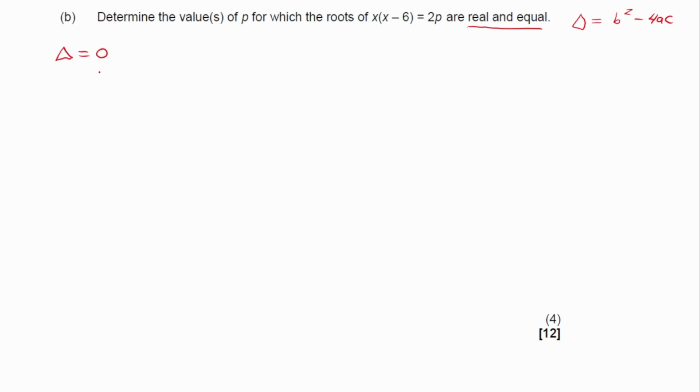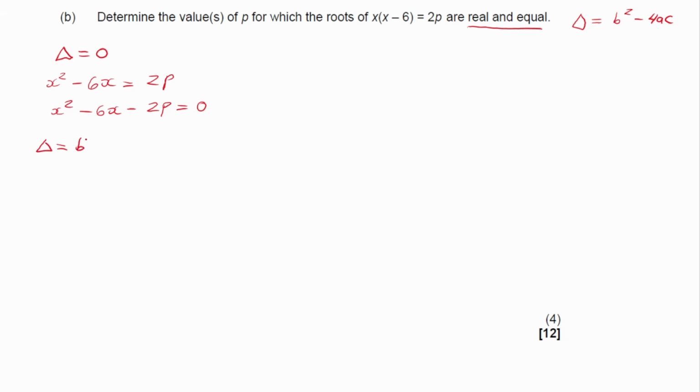The first step though is that we need to get this in its standard form. So I'm going to multiply it out just like this. It's equal to 2p. And again, it's not in standard form until we have equals to 0. Now we're in standard form. So we need to determine our discriminant.